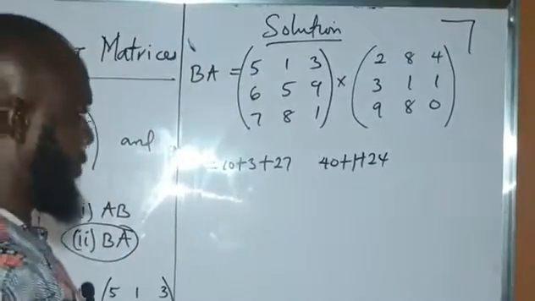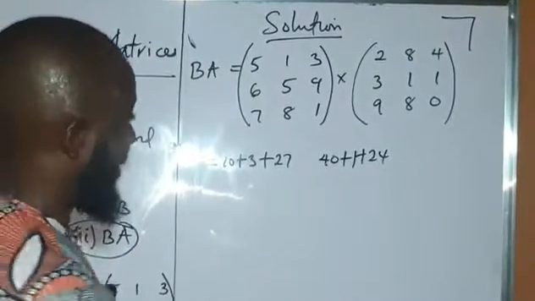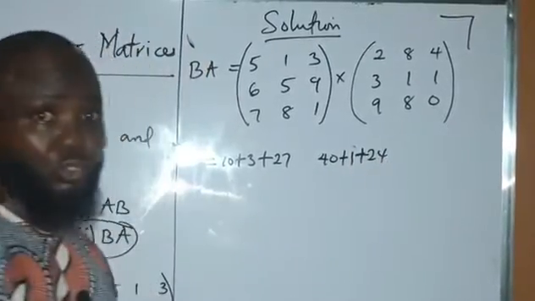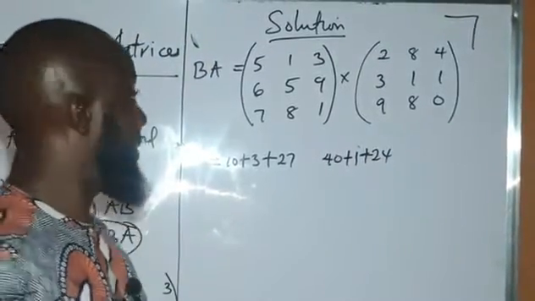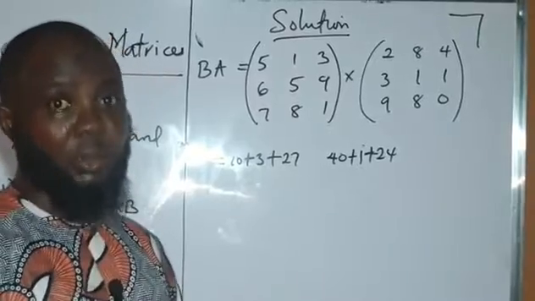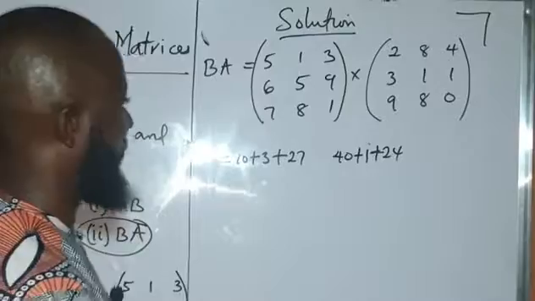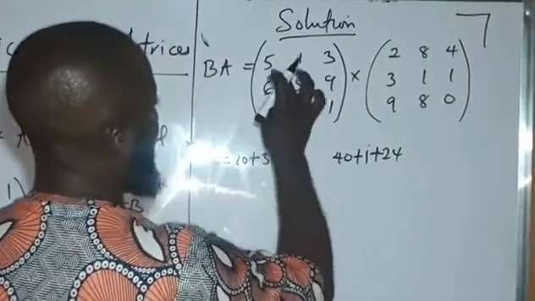3 times 8 is 24. So you have to be very careful. You can see that teachers can make mistakes. You can see the mistake I just made now. It can happen to anybody. That's the reason why you have to be patient when you are solving this. When you are multiplying matrices, you have to be extraordinarily careful. So we are done with that one, and we go to the next one.